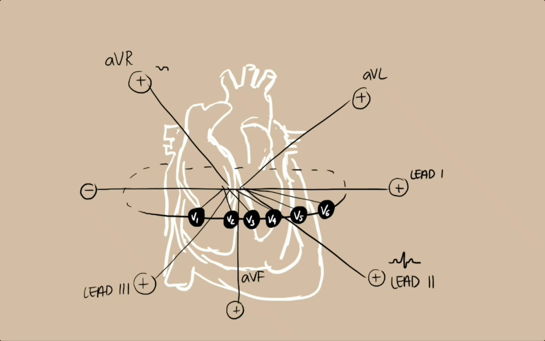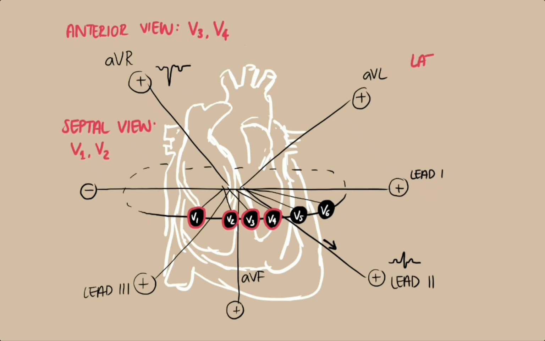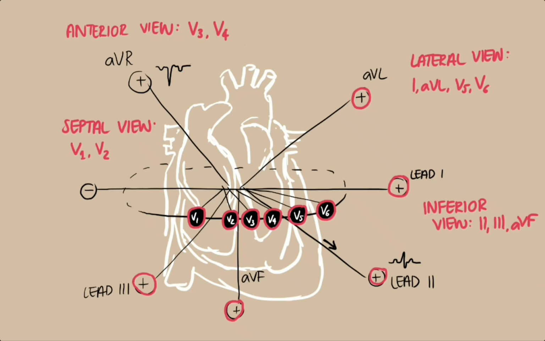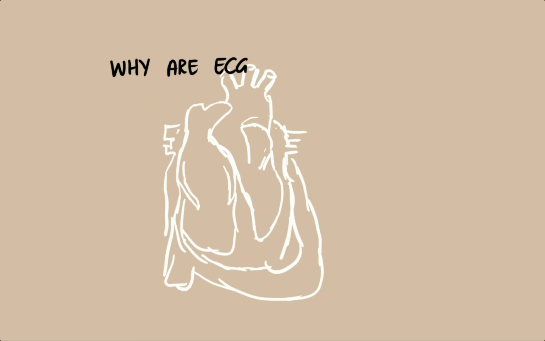So different groups of leads will have different views of the heart. So AVR is actually the opposite direction to lead 2, which is why the QRS complex is the opposite way in AVR, because it's travelling the opposite way to lead 2. Leads that get an anterior view of the heart are V3 and V4. Leads that get a septal view of the heart are V1 and V2. Leads that get a lateral view are leads 1, AVL, V5 and V6. And leads that get an inferior view are lead 2, 3 and AVF. You can go back and pause the video to help you understand what views you get of the heart.